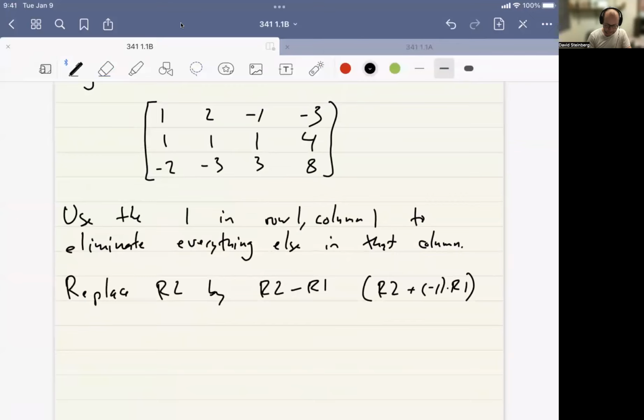So we're gonna get what? Our first row hasn't changed at all. Our second row is going to be 1 minus 1, that's 0. 1 minus 2 is -1. 1 minus -1 is 2. 4 minus -3 is 7. And our third row hasn't changed either.